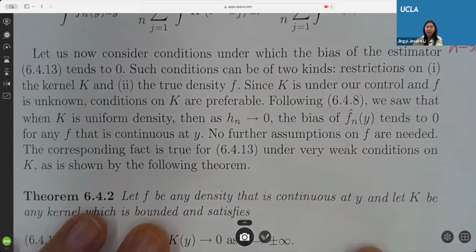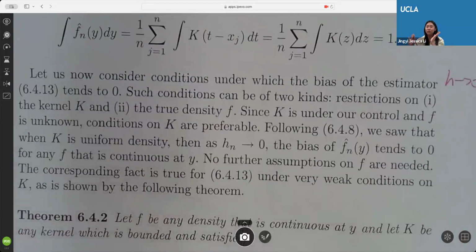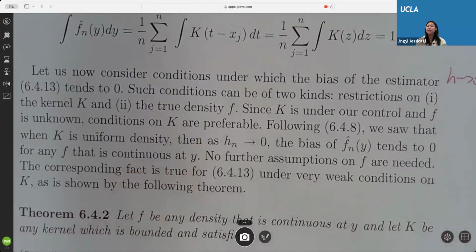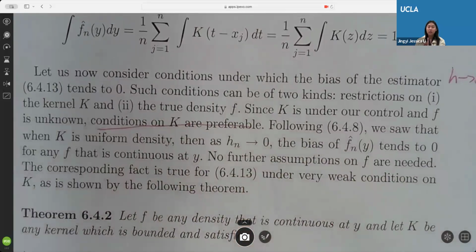Restrictions on the kernel K. So now we have many choices for K. What kind of kernels are good? Because previously, we only had the uniform, right? And second, the true density of F. That is the thing we cannot control, the ground truth. Since K is under our control, our choice, and F is unknown, conditions on K are preferable. We want to choose the conditions on K.